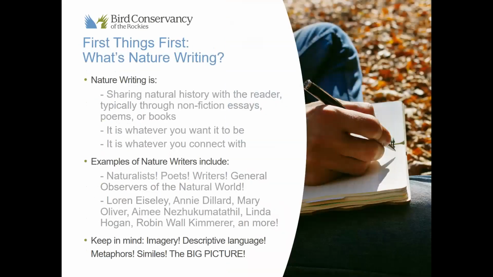What is nature writing? Nature writing is really sharing the natural history of anything nature-y with the reader, typically through nonfiction essays, poems, books, and typically using the first person I perspective. However, it can be whatever you want it to be, and it can be about whatever you connect with. So I like birds, I like spiders. Maybe my nature writing today will be about our cuddly arthropod friends. Who knows? But it can really be about whatever you want it to be. There's no wrong way to do this.